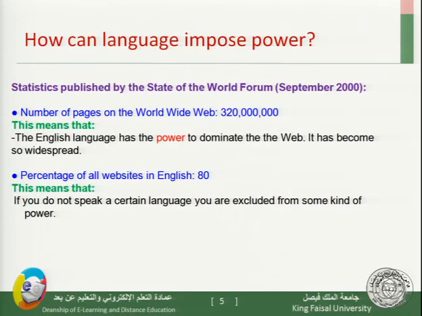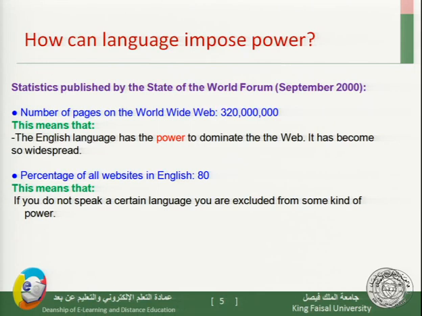Some of the statistics which were published in September 2000 show that there is a very great relation between language and power. I'm going to read those statistics and see how they were analyzed in relation to power and language. Number one, the number of pages on the World Wide Web was 320 million, and the percentage of all websites in English was 80%.